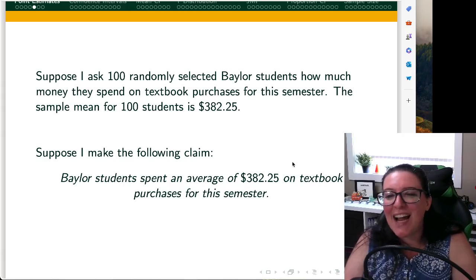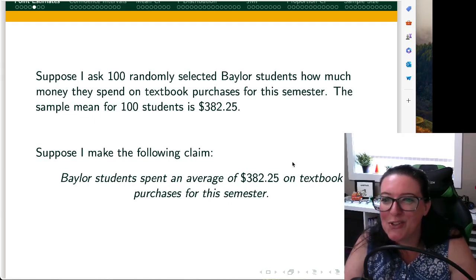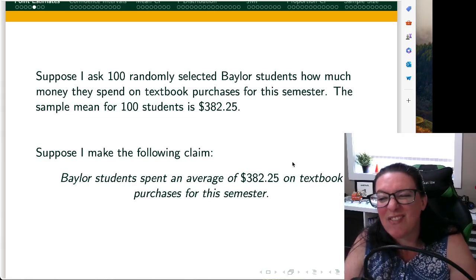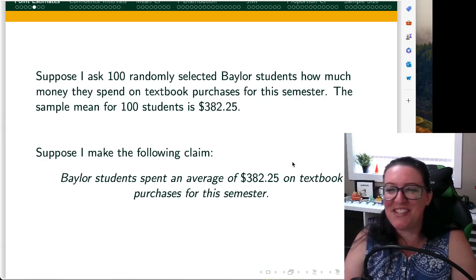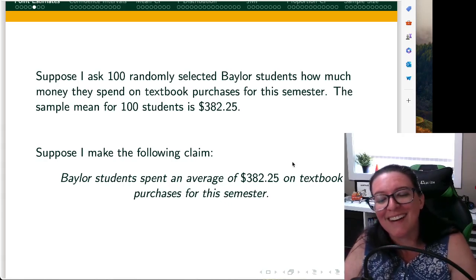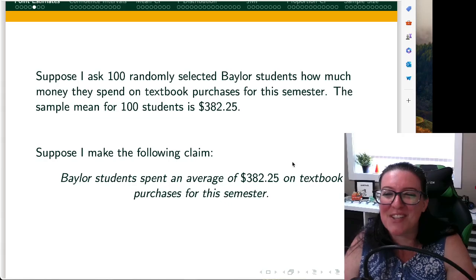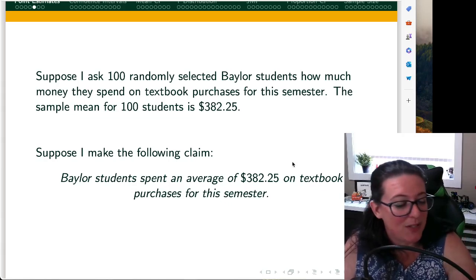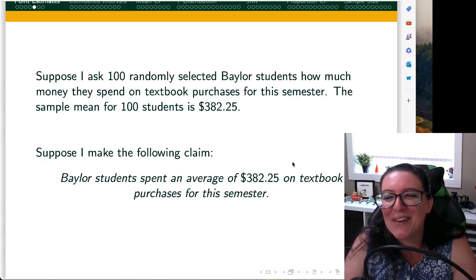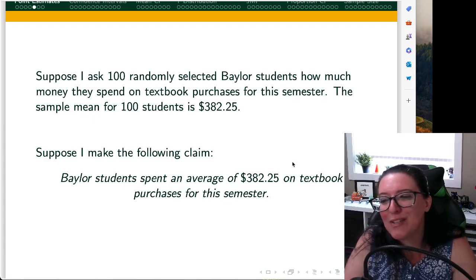All right, so suppose I ask 100 randomly selected Baylor students how much money they spend on textbooks purchased for this semester. The sample average for 100 students is 382.25. This example is from 15 years ago, back when books were way cheaper. Now one book is 382.25. Although if you buy my book, it's not 382.25. So suppose the average for the 100 students is 382.25.